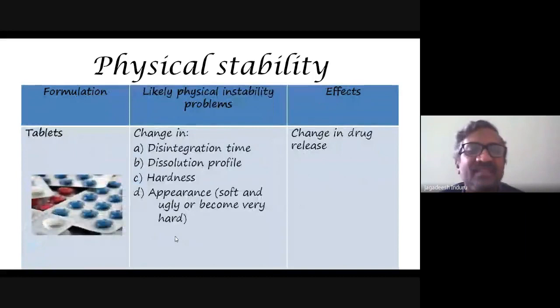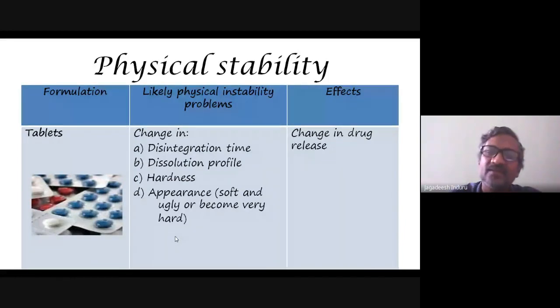Another one is the tablet. As far as tablet stability is concerned, it will affect its disintegration time and dissolution profile. Disintegration is breaking up a tablet into granules and small pieces. That is, the tablet is converted into granules. That is called disintegration. How much time is it taking? If it is delayed, the tablet will not work properly.